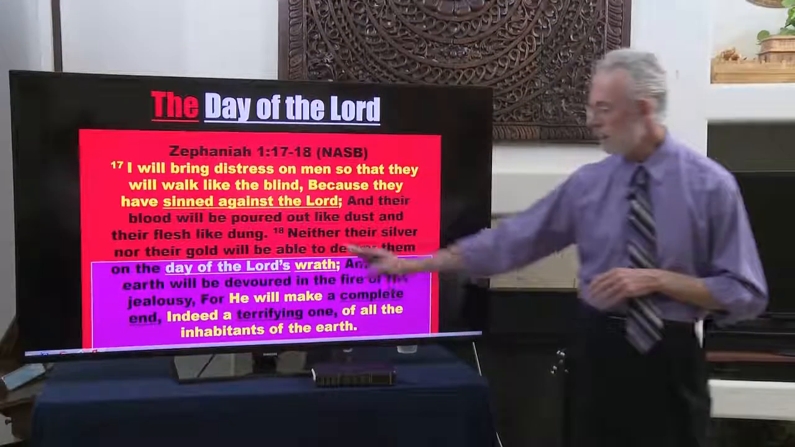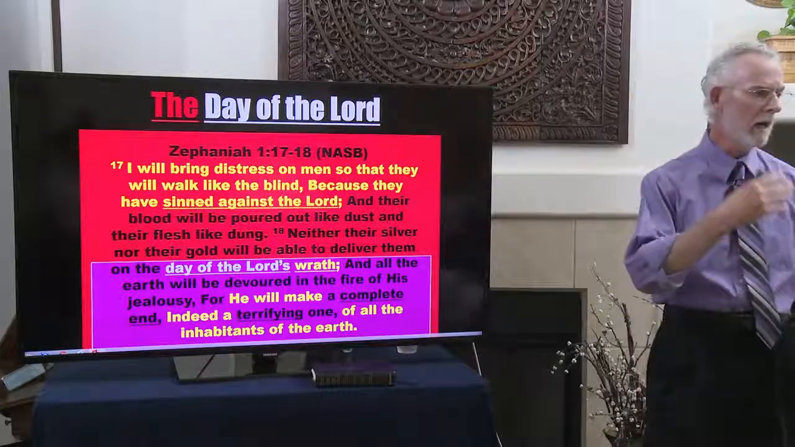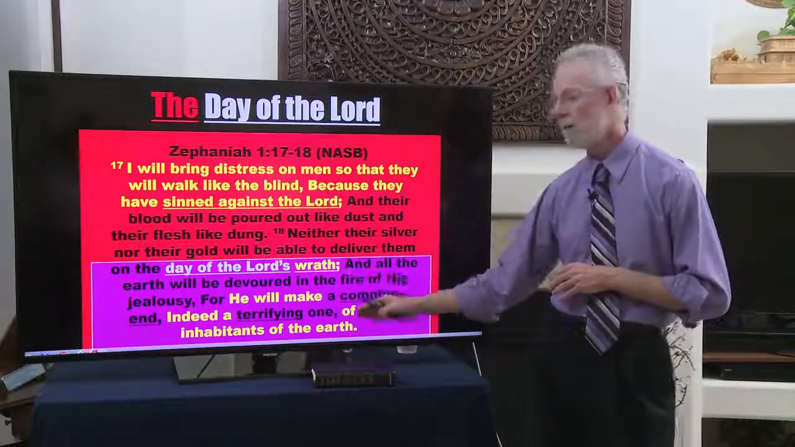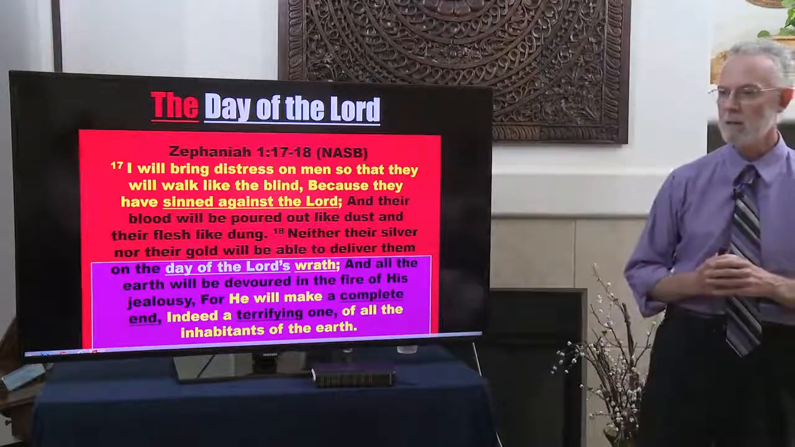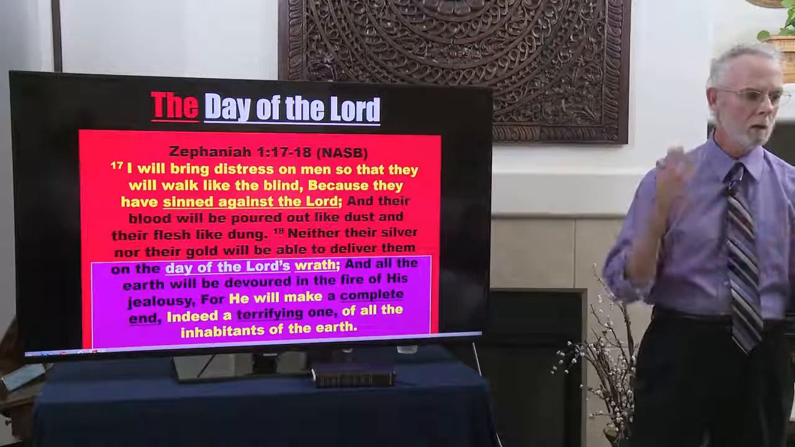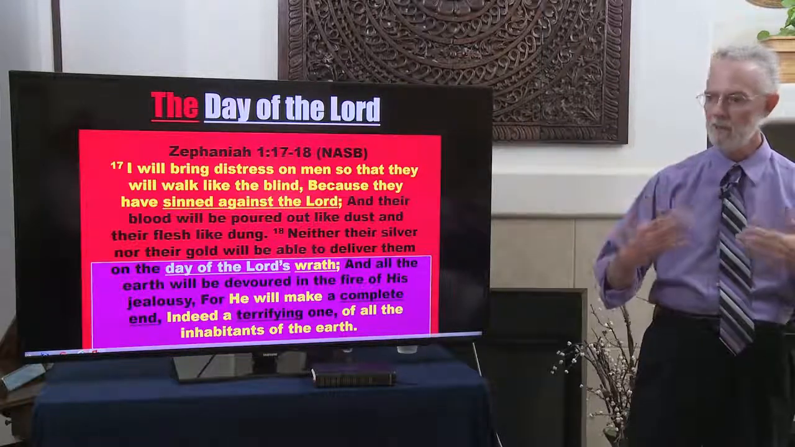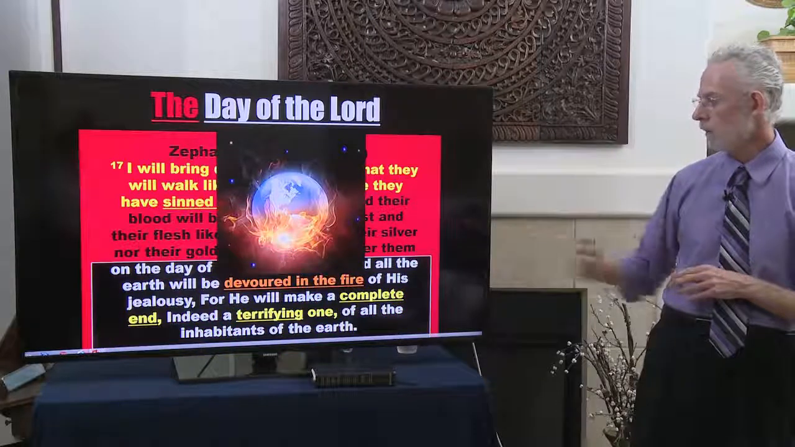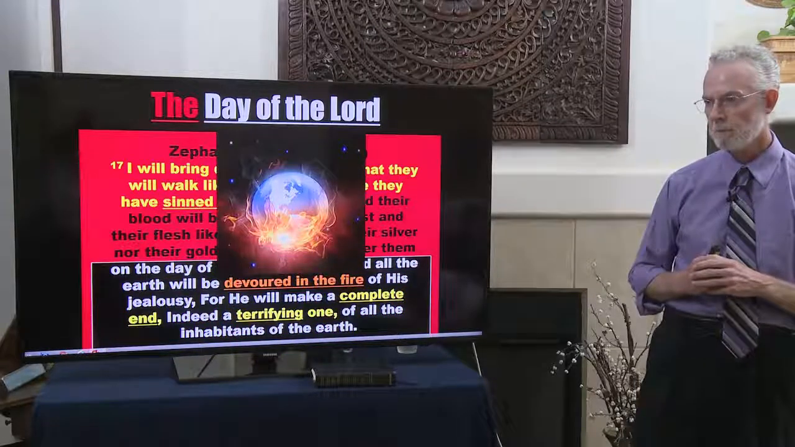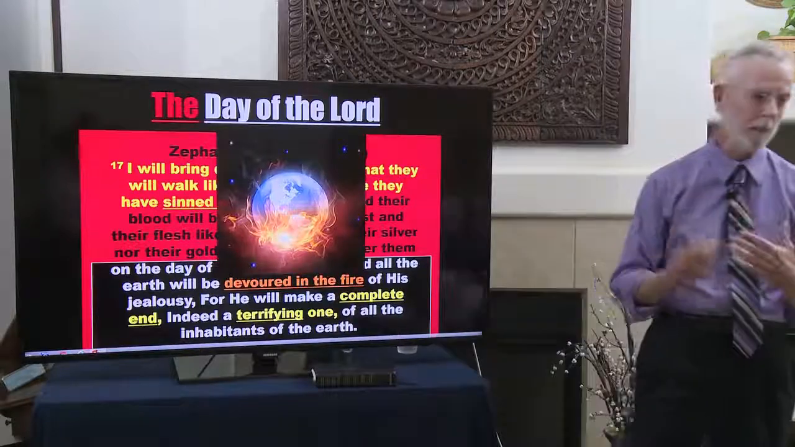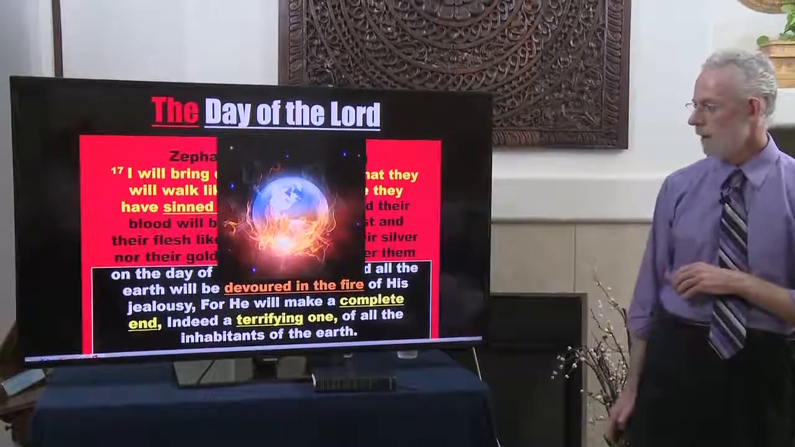We're told that during the day of the Lord's wrath, during that time period when God comes back to pour out his wrath, God is going to make a complete end, a terrifying one, of all the inhabitants of this earth. And in context, he's talking about the sinners. There is coming a day when God is literally going to remove every sinner from the face of this planet. And we're told here that the earth will be devoured in the fire of his jealousy. God is going to burn this place up. And we're going to see that over the next couple of weeks where God tells us that.